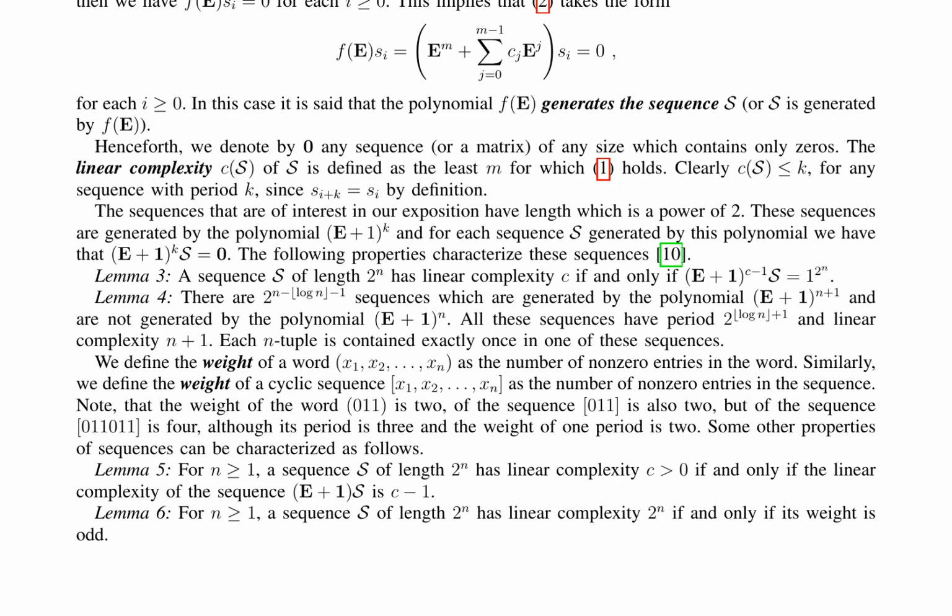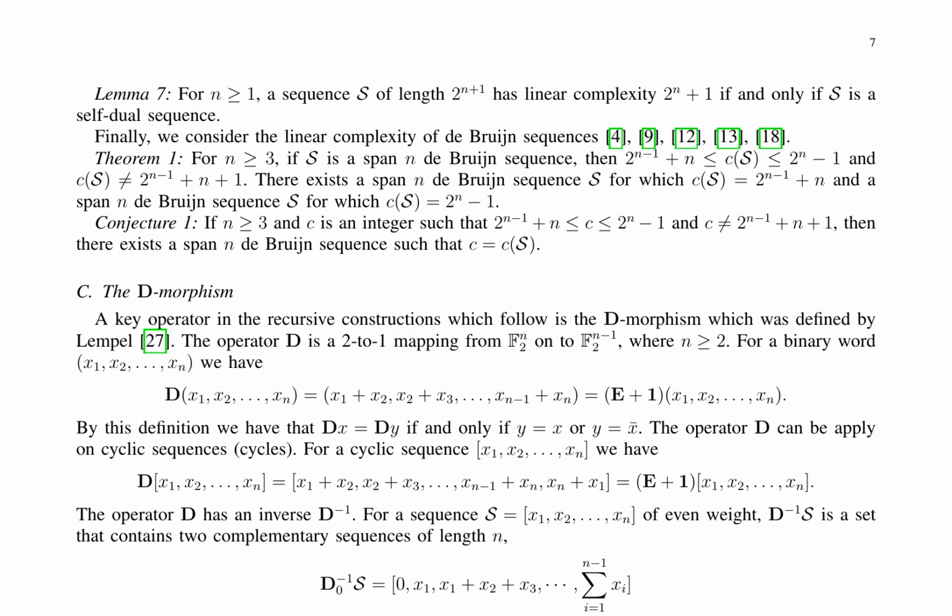Lemma 5 states that for n greater than or equal to 1, a sequence S of length 2^n has linear complexity c greater than 0 if and only if the linear complexity of the sequence (E+1)S is c-1. Lemma 6 states that for n greater than or equal to 1, a sequence S of length 2^n has linear complexity 2^n if and only if its weight is odd. Lemma 7 establishes a fundamental connection between self-dual sequences and linear complexity, demonstrating that a sequence of length 2^(n+1) has linear complexity 2^(n+1) if and only if it is self-dual.